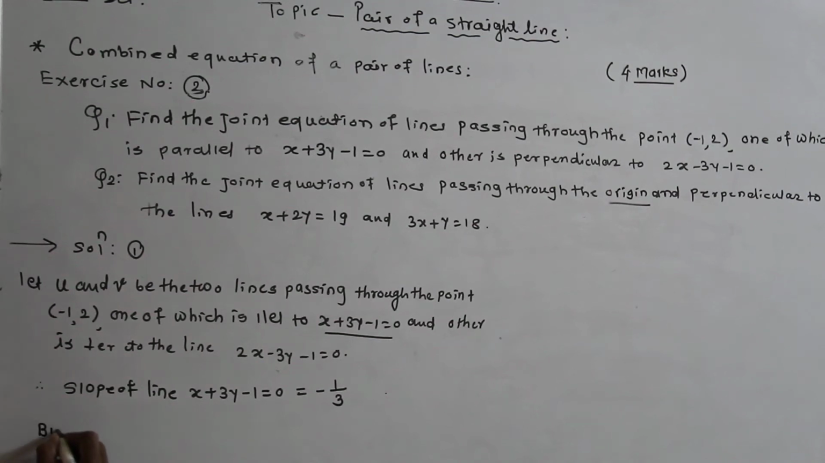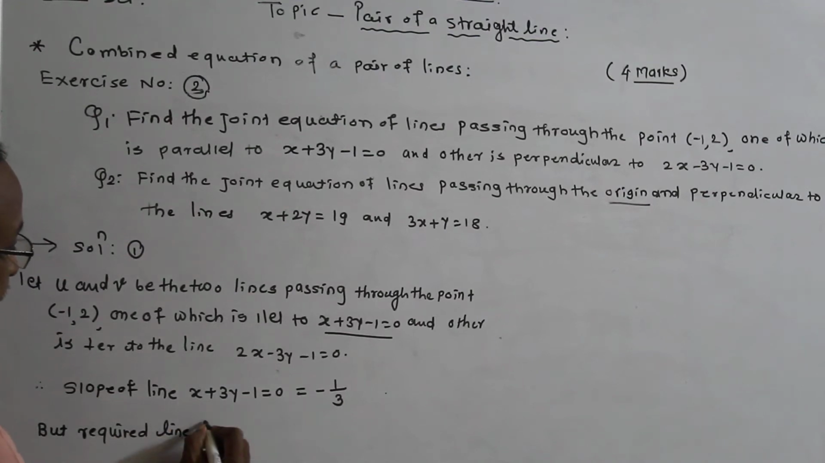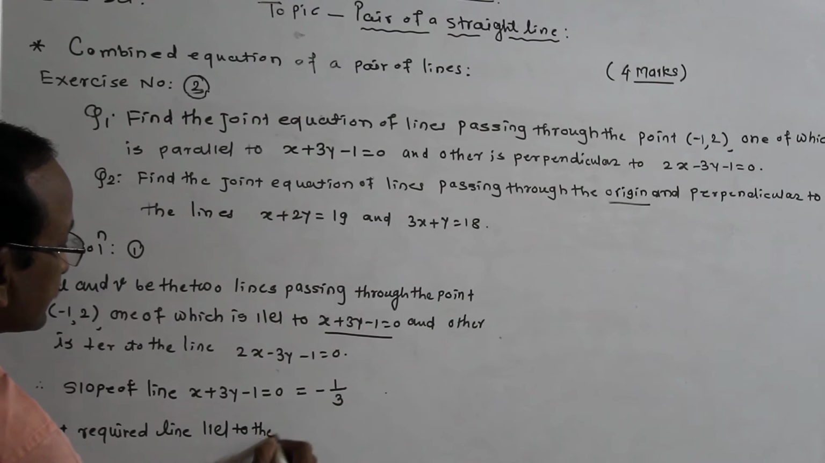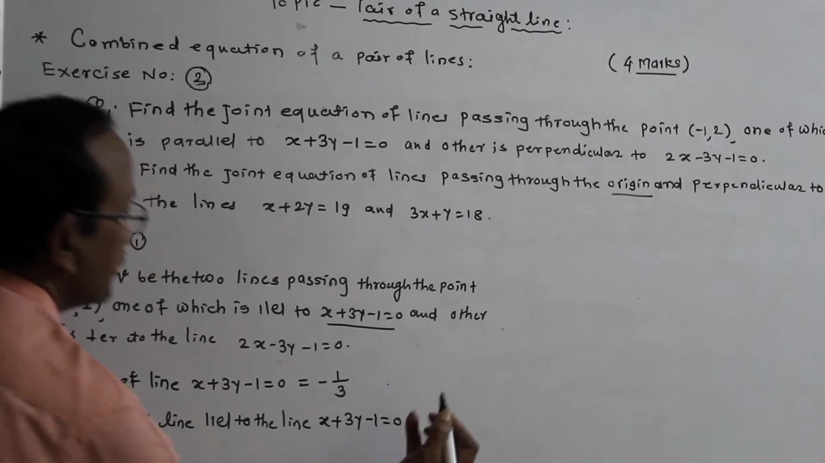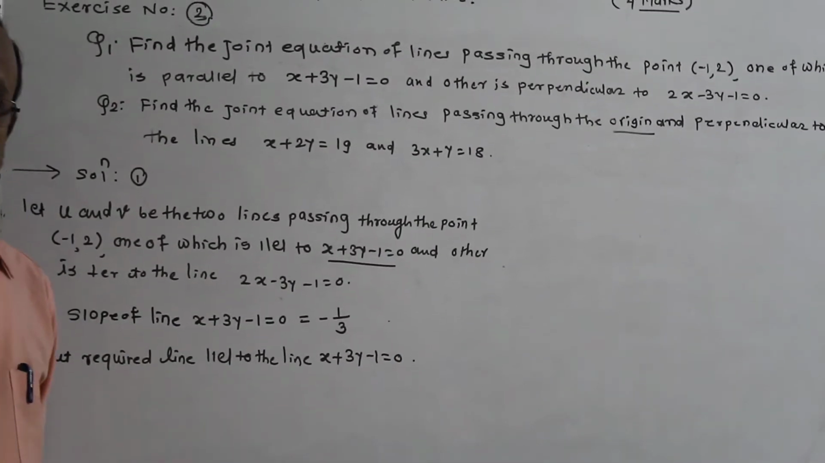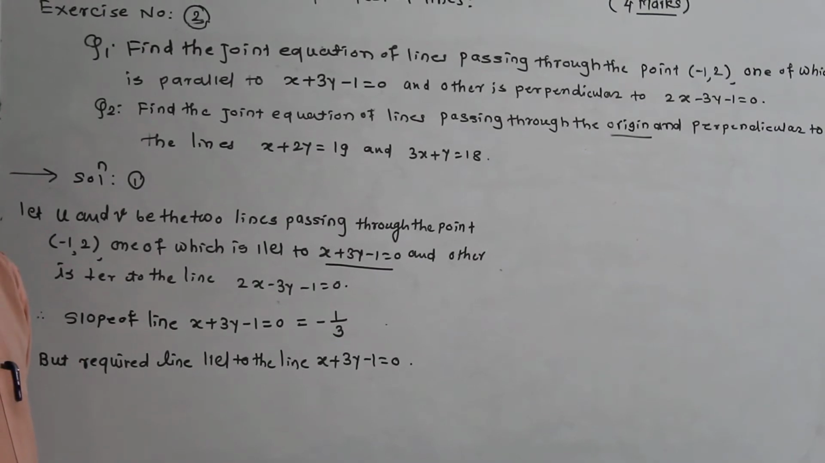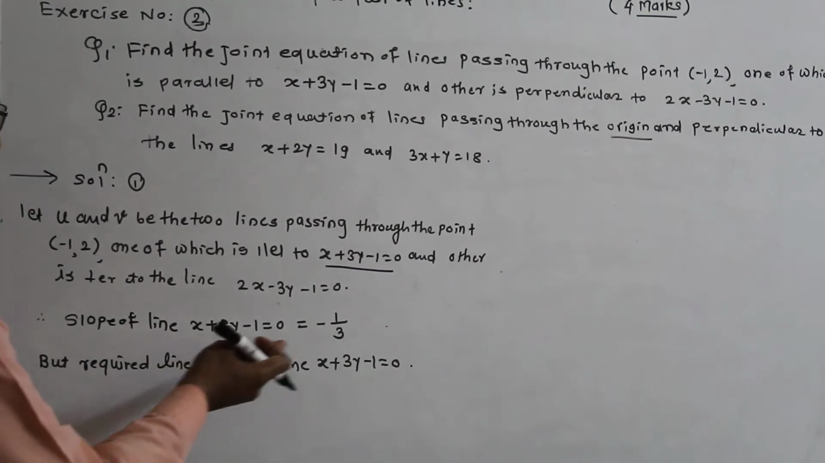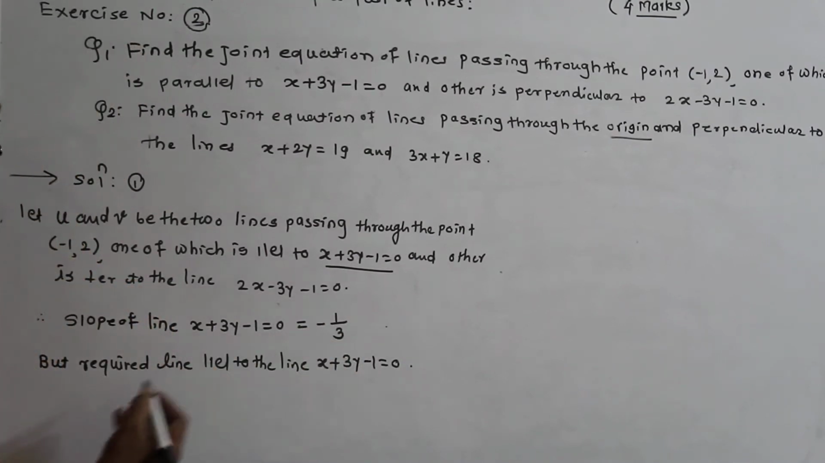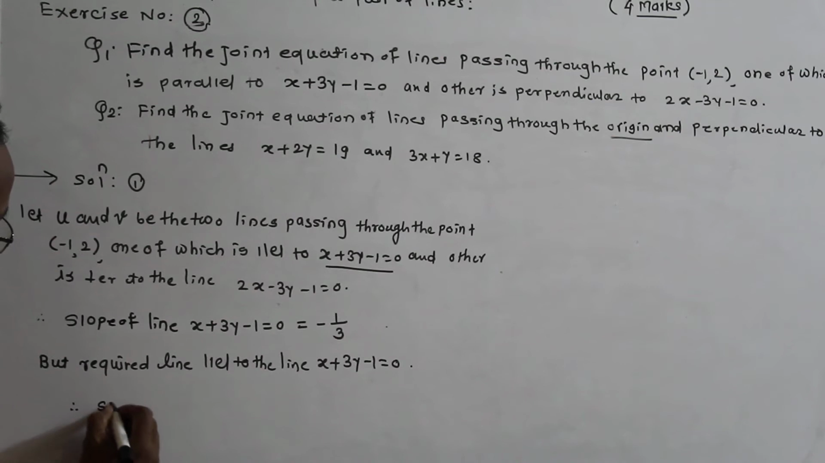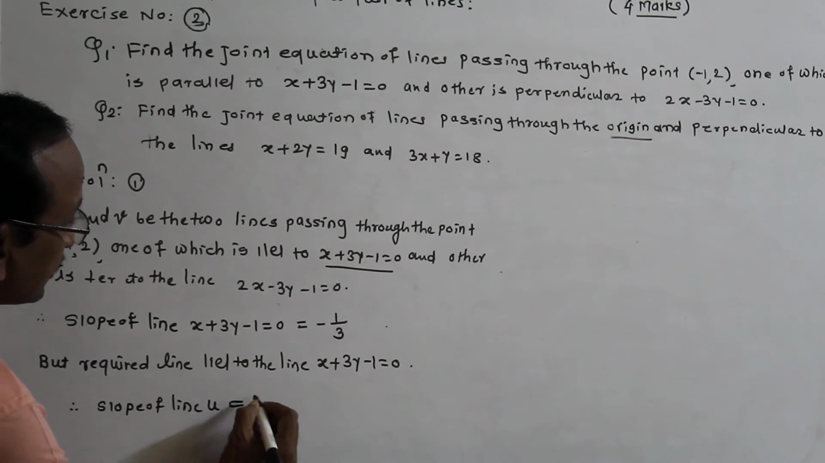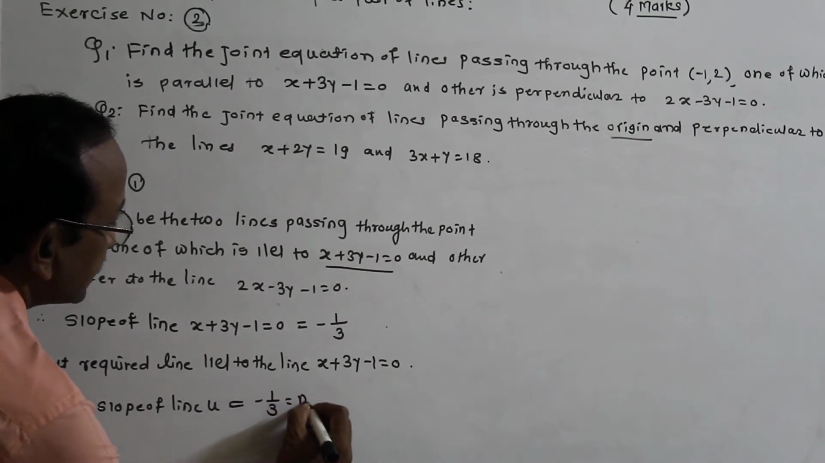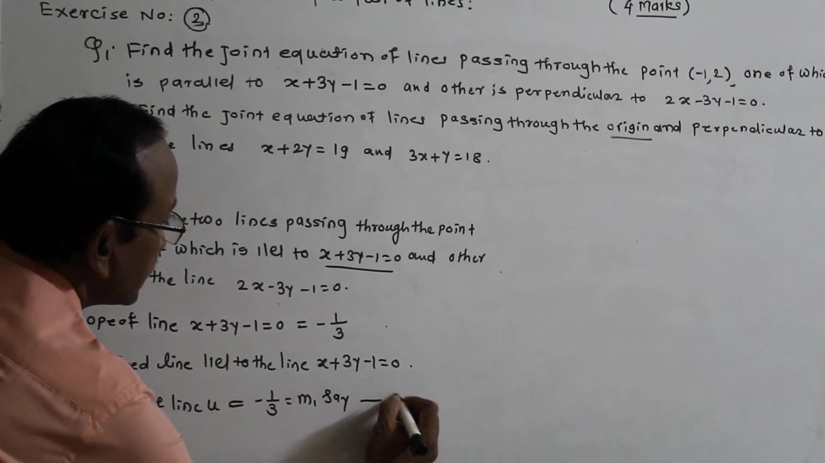But a required line is parallel to the line x plus 3y minus 1 is equal to 0. So we know that if slopes are equal, then the lines are parallel. So here lines are parallel, so definitely their slope will be equal. Therefore slope of line u is equal to minus 1 by 3, equal to m1, say equation number 1.